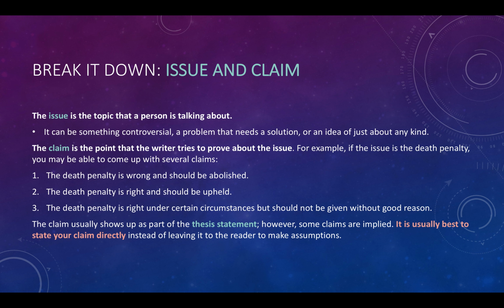So, for example, if the issue is the death penalty, you can come up with a lot of different claims. You could say the death penalty is wrong and should be abolished. You could say the death penalty is okay and should be upheld. You could say the death penalty is okay in certain circumstances but not in others. All of these are viable claims. It's just about how you prove them. And then the claim usually, as I said, is part of your thesis statement.